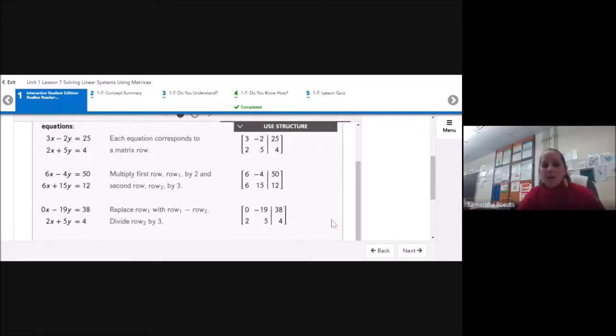Then I want to replace row 1 with row 1 minus row 2. So basically I'm just subtracting the 2 rows. When I do that, 6 minus 6 gives me 0. -4 minus 15 is -19. And 50 minus 12 is 38. And then I'm going to divide row 2 by 3. So 6 divided by 3 is 2. 15 divided by 3 is 5. And 12 divided by 3 is 4.